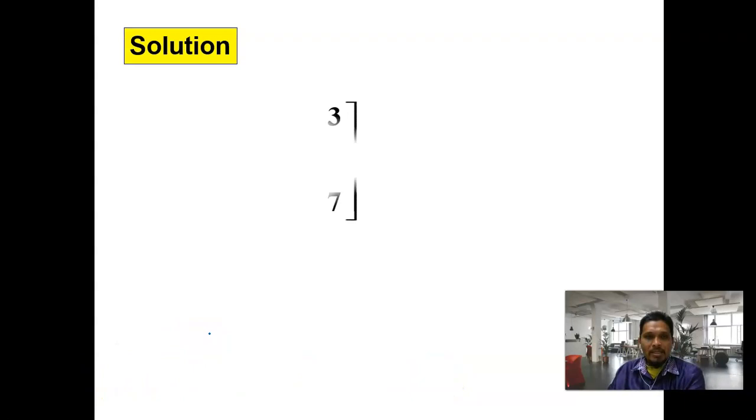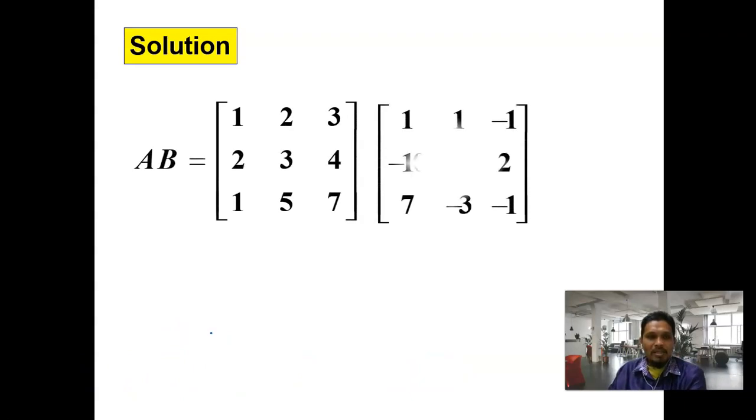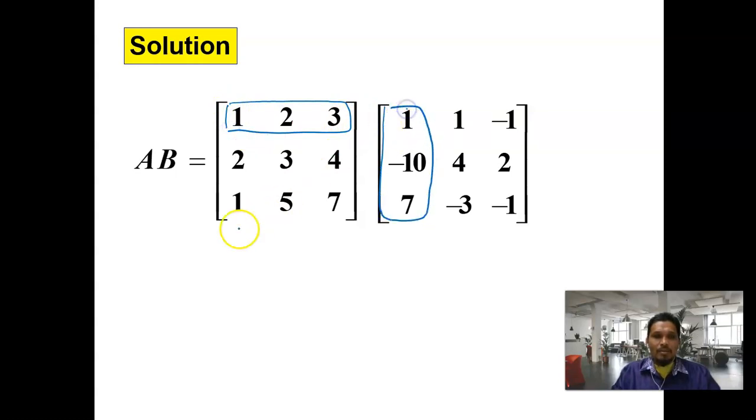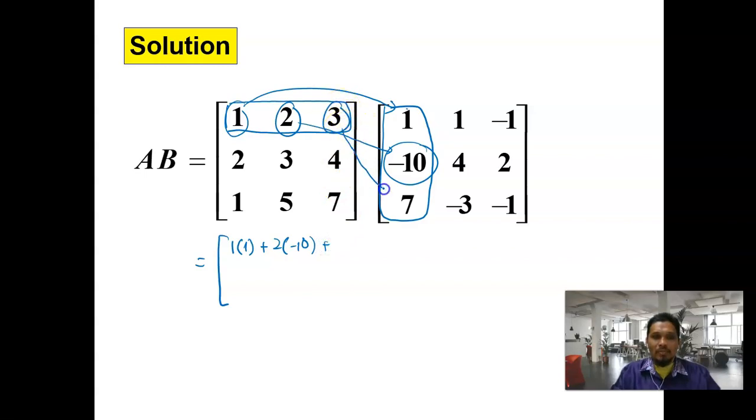Next, let's say matrix A multiplied with B. First, we're going to look at the element in the first row with the first column. So it is 1 multiplied with 1, plus 2 multiplied with negative 10, plus 3 multiplied with 7. That is the first one.